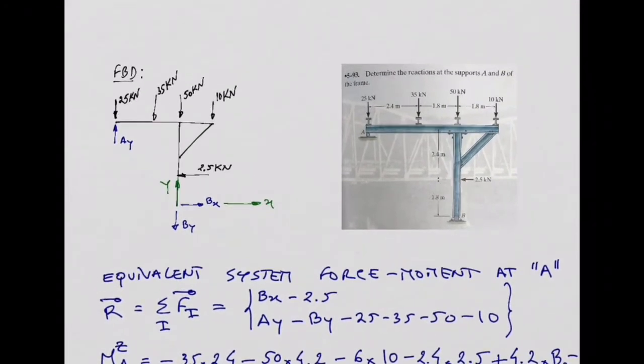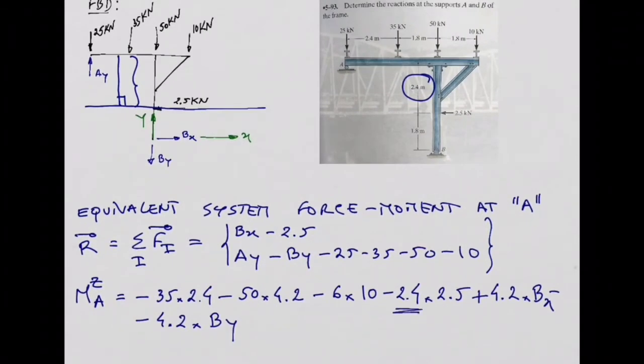For the 2.5, the moment produced by this force 2.5 about point A needs to be this distance, which is the distance in the perpendicular direction to the force. And this distance is 2.4, isn't it? Look here, 2.4. So how much did we consider? We considered 2.4 times 2.5. It looks correct to me. Okay?